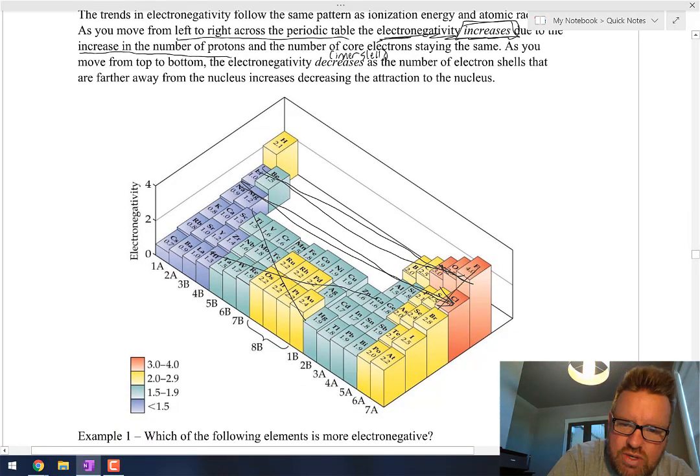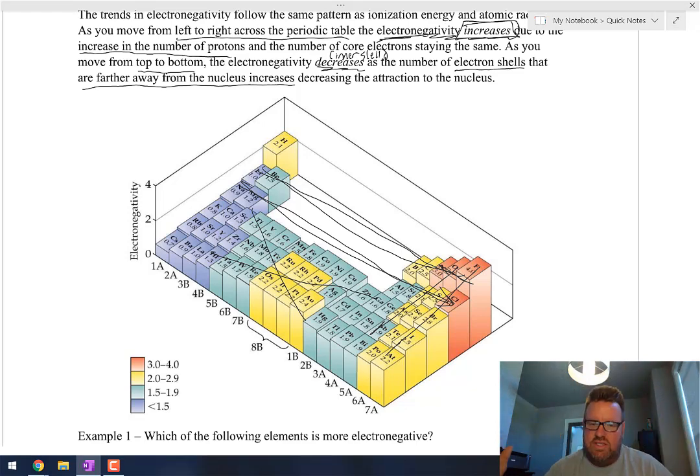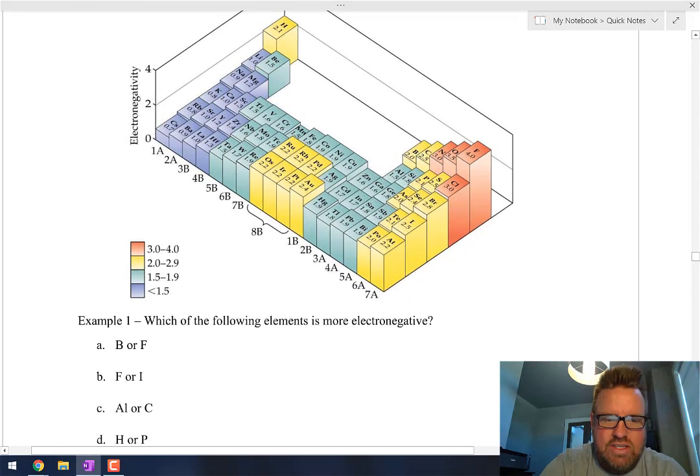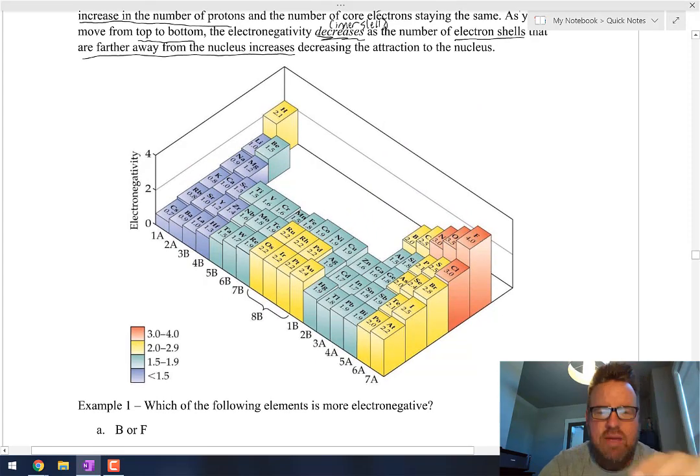And then as you go down the periodic table, what happens? Same thing as with ionization energy, it goes down. So from top to bottom, electronegativity decreases because the number of electron shells farther away from the nucleus increases. You're adding more electron shells, which puts more distance between the nucleus and those valence electrons. That decreases the attraction to the nucleus, so electronegativity goes down. So let's take a look at some questions here. This is the exact same pattern as ionization energy, same pattern as atomic radius.